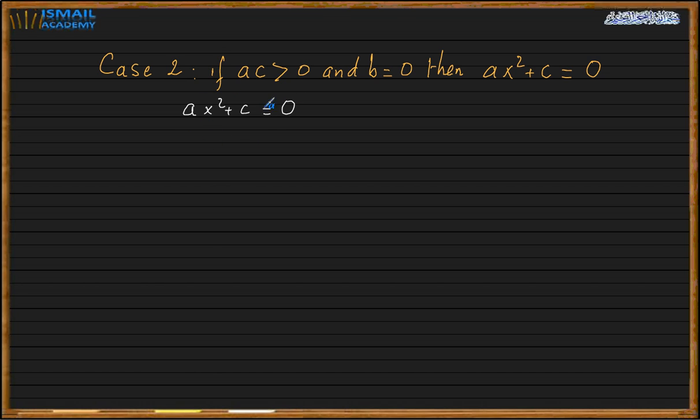So again, I'm going to solve it first as a linear equation. So I try to isolate ax squared by itself. So I move all numbers to the other side by using the opposite operation. So here I will minus c both sides first. So I got ax squared equals minus c. Then after that I divide both sides by a.